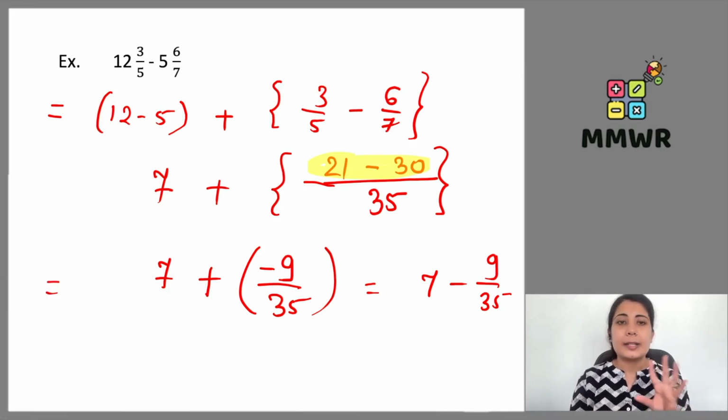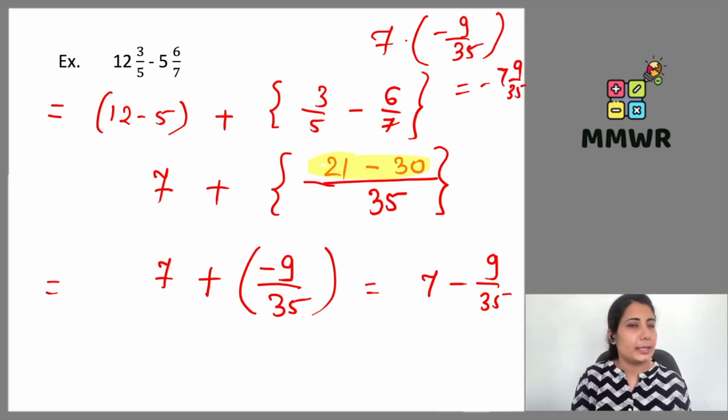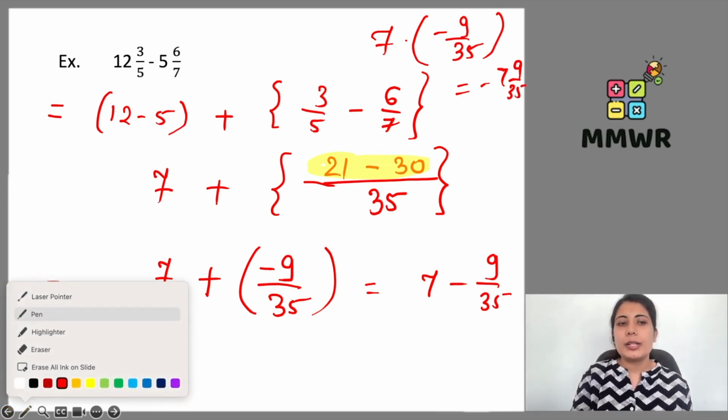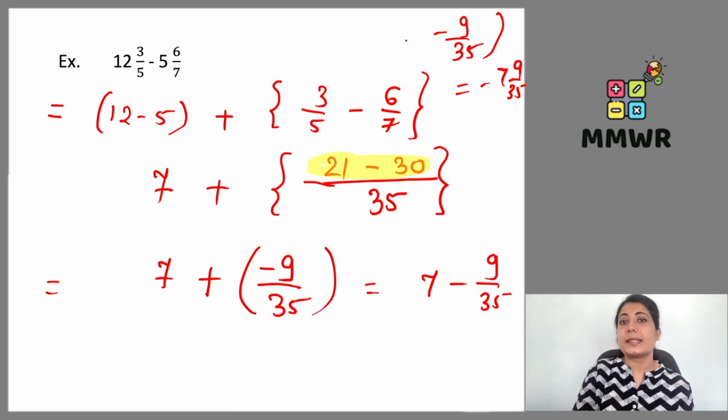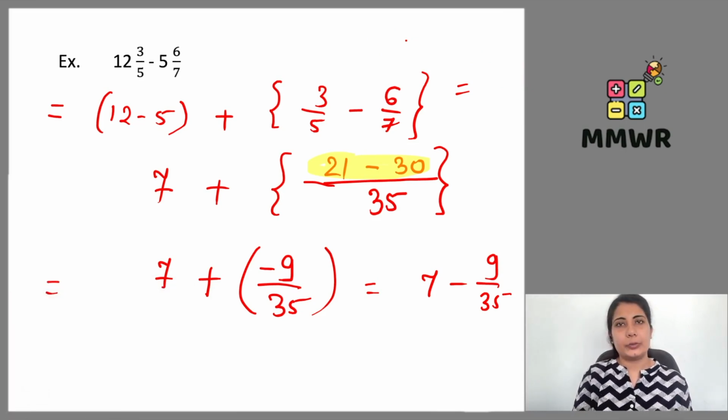But this doesn't mean that we drop the 7 and the plus sign. Suppose you have this minus 9 upon 35, it does not mean minus 7 and 9 upon 35. No, it does not mean that. We do not have to deal with it in the way that the fractional part came out negative, so let's put a negative sign on the whole number. Okay, we do not have to do it that way.